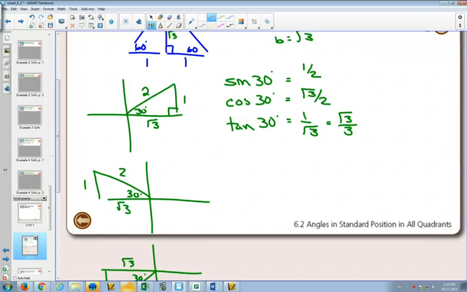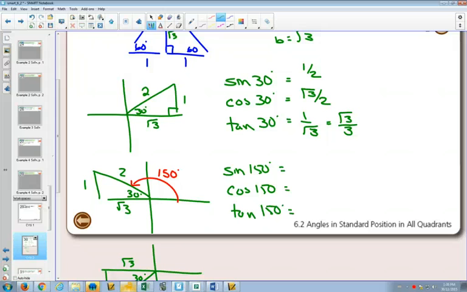So then, if we go to quadrant 2, if our reference angle is 30, what is our angle in standard position here? 150. So now you can also do sine of 150, cos of 150, and tan of 150. And because it's the same triangle, the values will be the same, except now only one of these is going to be positive. Which one's going to be positive? Sine. Cos and tan will both be negative.